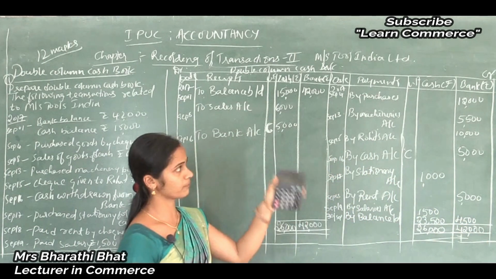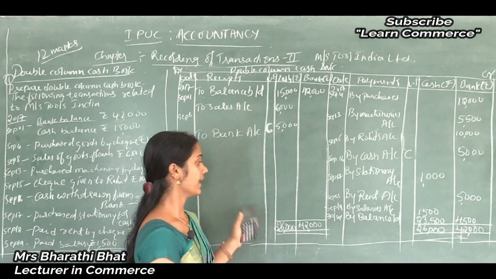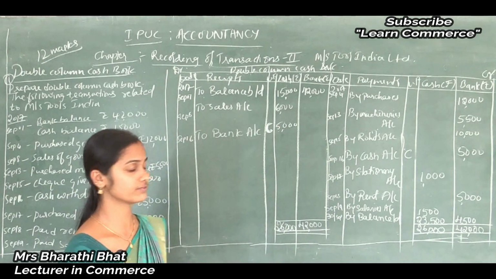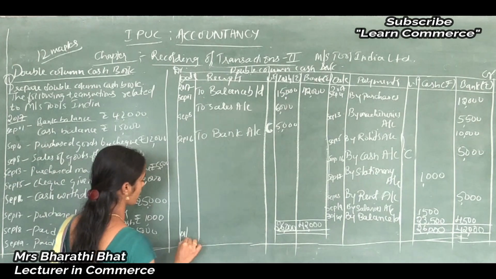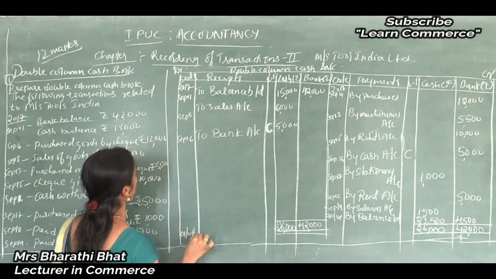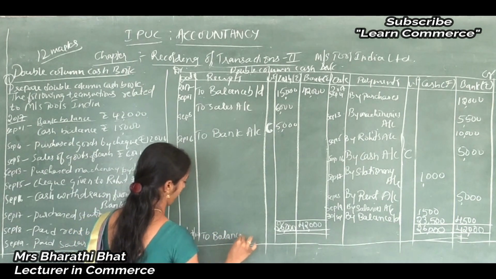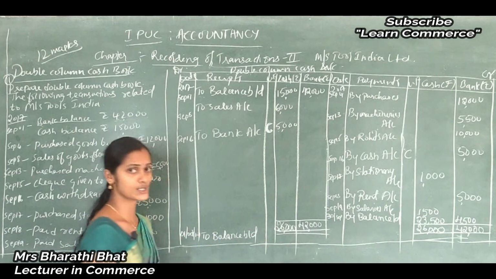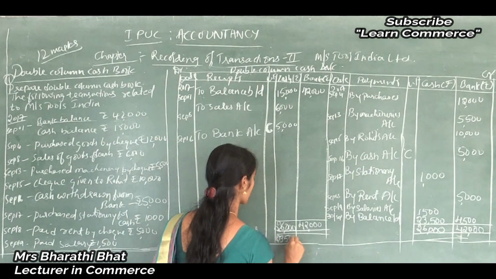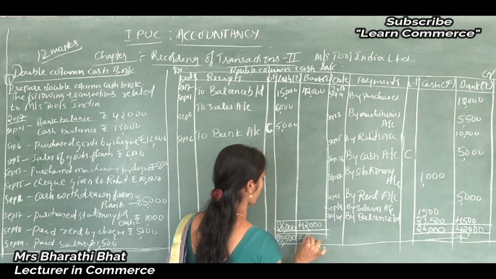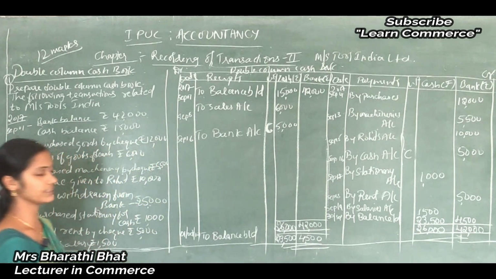4,500 is the carried down amount in the bank column, and 23,500 in the cash column. The same amount should be brought down for the next month. So on first of next month, 1st October 2017, two balances brought down. So the amounts are 23,500 and 4,500. This is the end of the illustration.